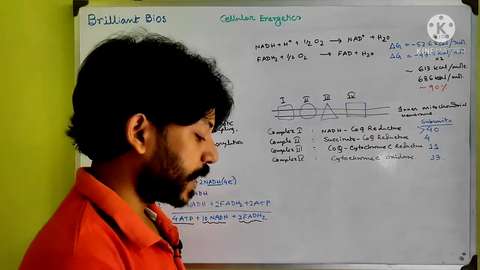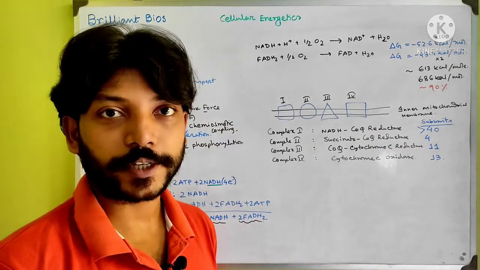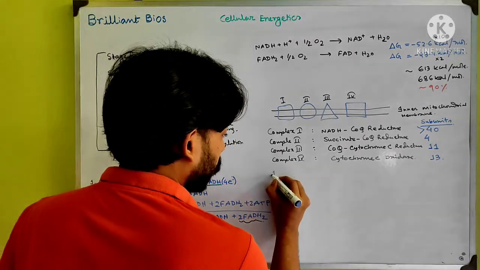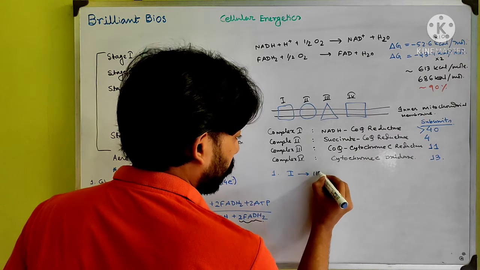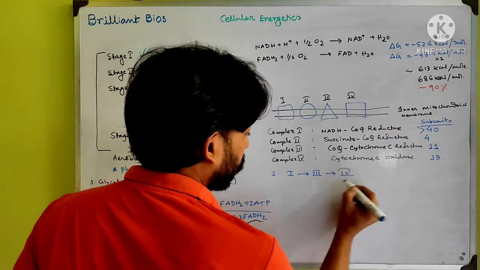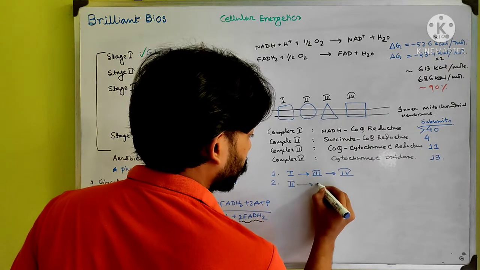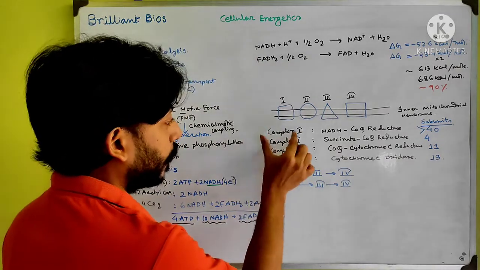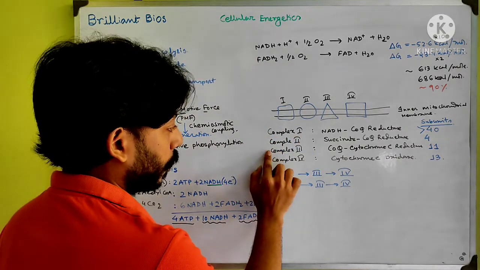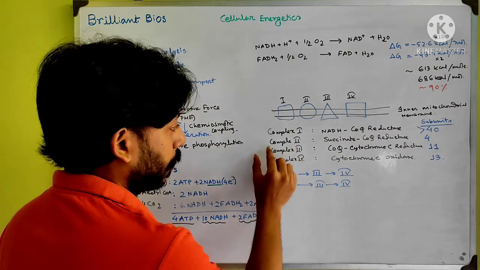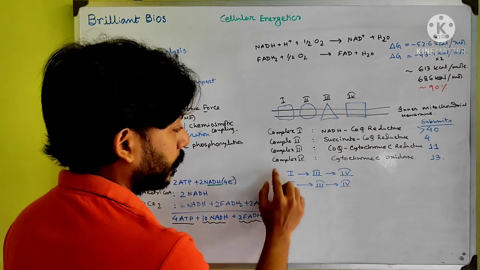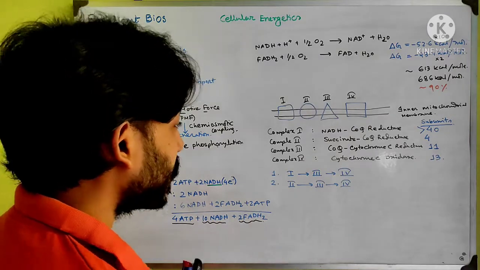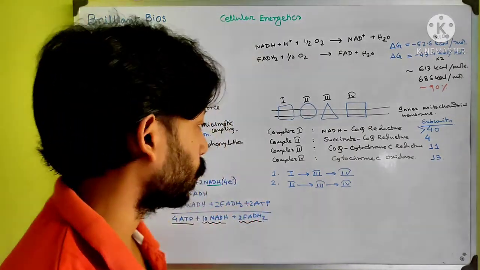So these are all 4 complexes, and in the electron transport chain there are 2 routes by which electrons can be transported. The first route is from complex 1 to complex 3, then complex 4. The other route is complex 2 to complex 3 to complex 4. So when electrons flow from complex 1, they bypass complex 2 and reach complex 3 and complex 4. The same is true when electrons are transported from complex 2: they bypass 1 and go to 3 and 4. So this is the basic idea of the electron transport chain.